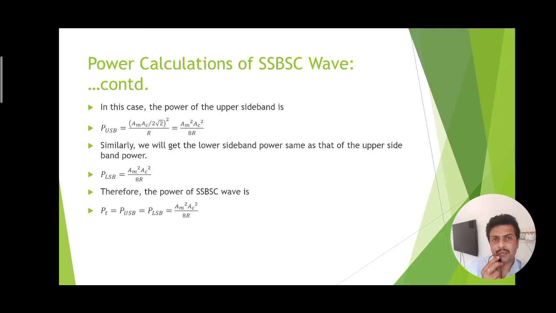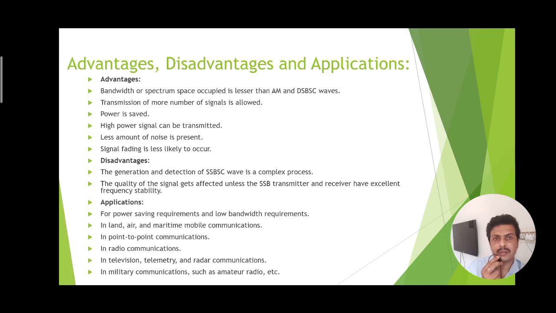Power calculation of SSB-SC wave is still continued. Here upper sideband and lower sideband power has been shown explicitly. Now the point has come, the advantage of SSB-SC signal. So bandwidth or spectrum space that is occupied is lesser than the amplitude modulated or DSB-SC waveform. The transmission of more number of signals is allowed because here the amount of bandwidth has been reduced.